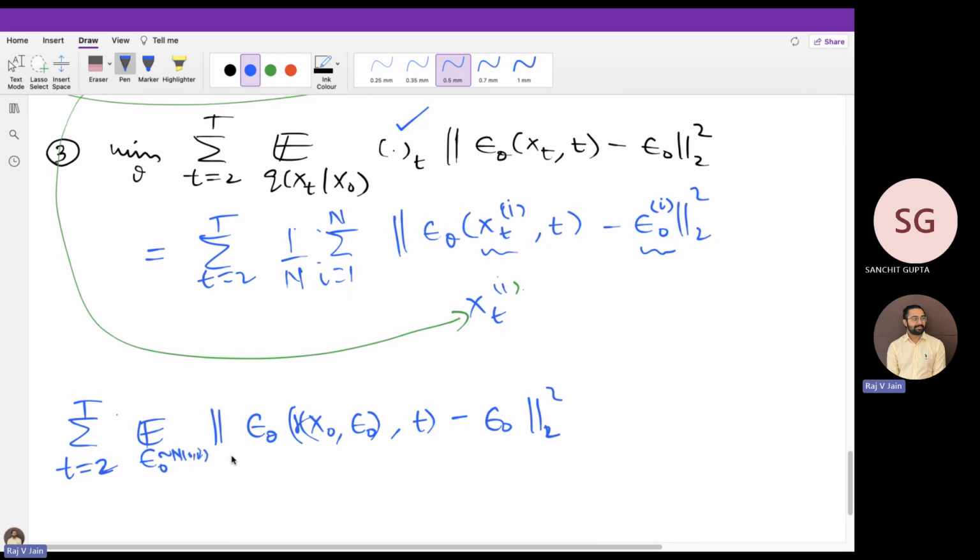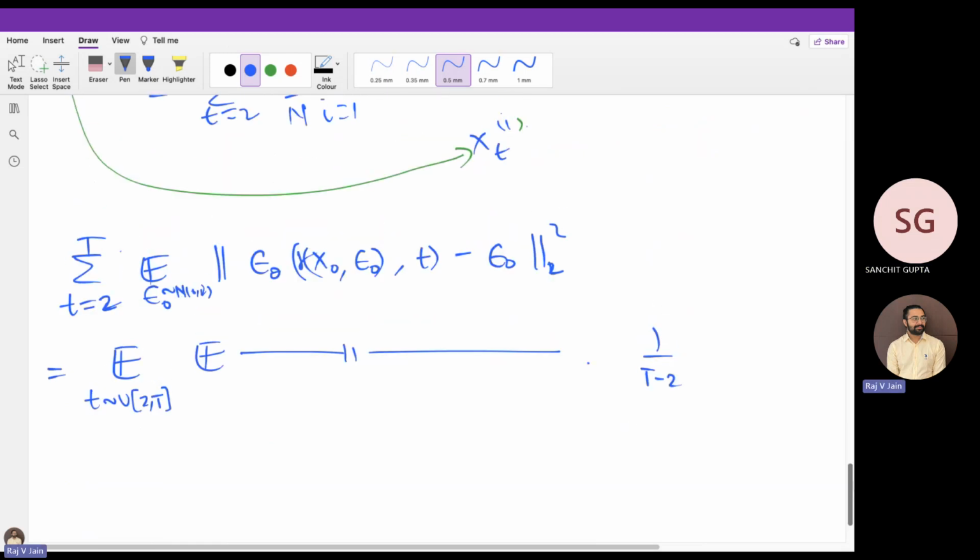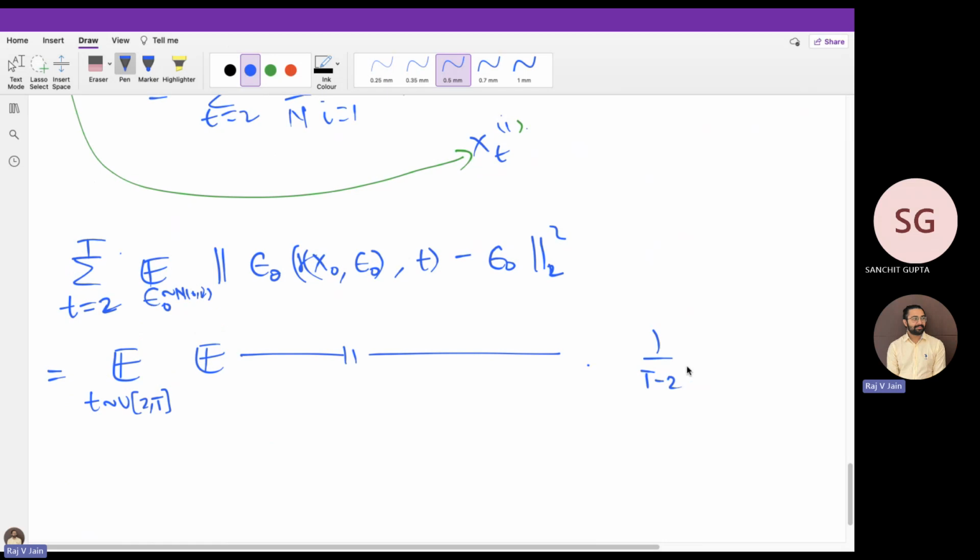Now what we can do is look at this summation as an expectation, where t is sampled from a uniform distribution from 2 to capital T. This same expectation copies down, with 1 by T minus 2 to make sure it's a distribution. But as we know, this doesn't depend on the parameters theta, so it's just a scaling factor and people just ignore it. So now what they do is they don't run this for all the time points. Rather, even the t is sampled.